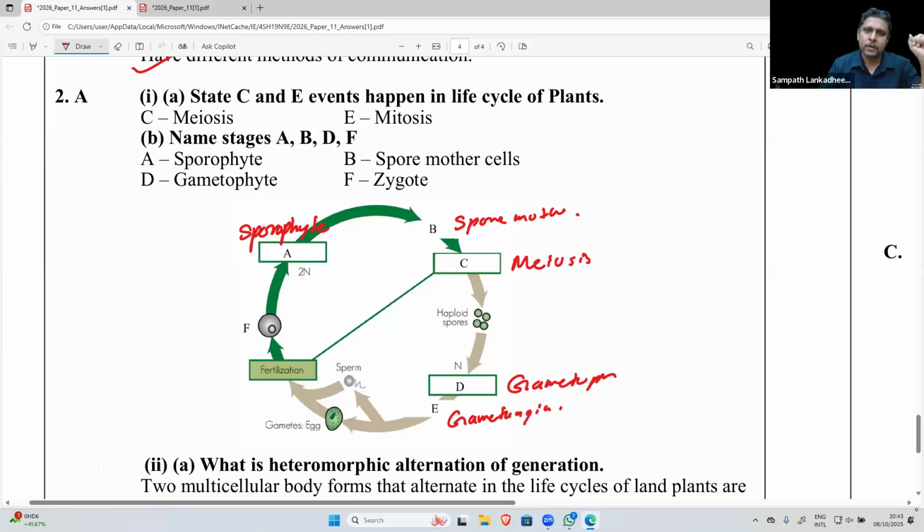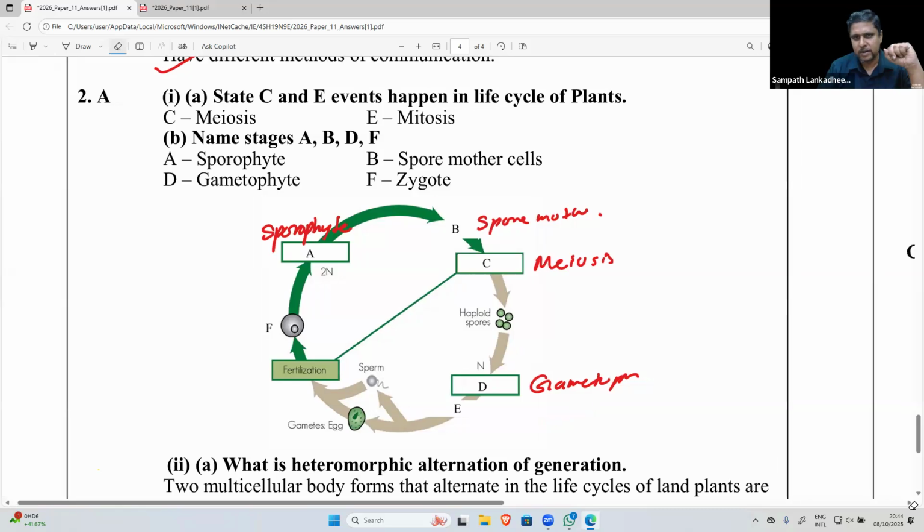Now, state C and E events. Okay, then I'm wrong. What is this? This has to be a dividing event. Then it is mitosis. Gametophyte mitosis. So, meiosis and mitosis. A sporophyte, B spore mother cell, D gametophyte, F zygote.